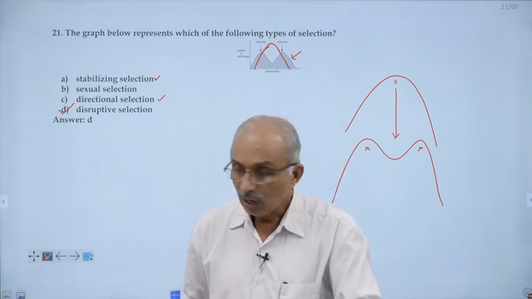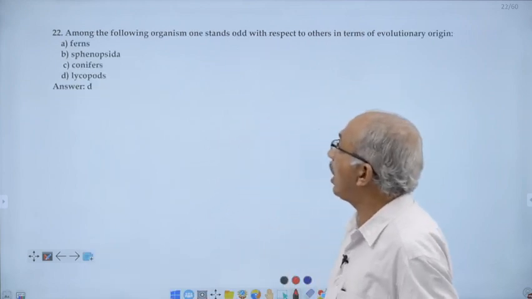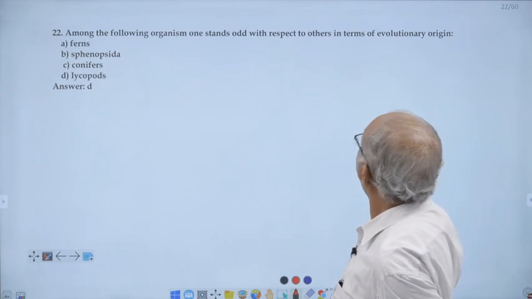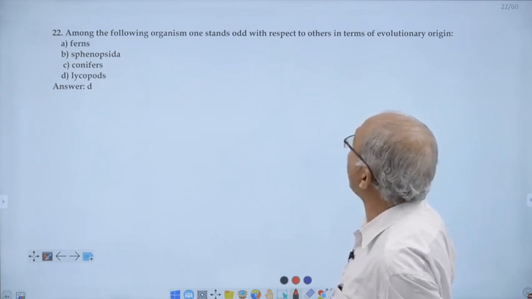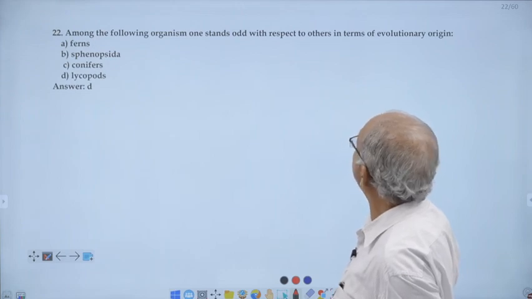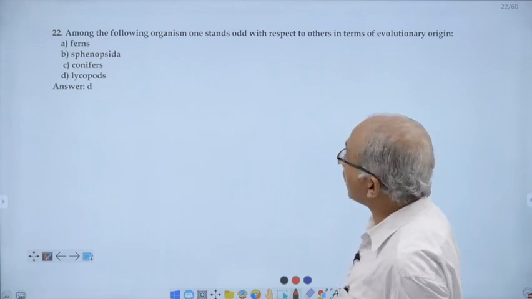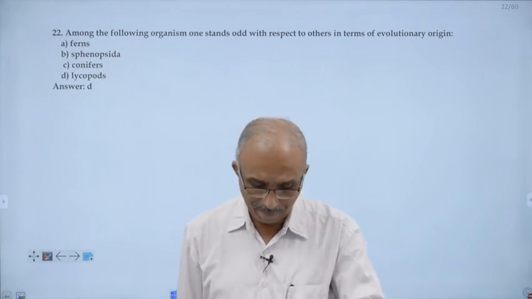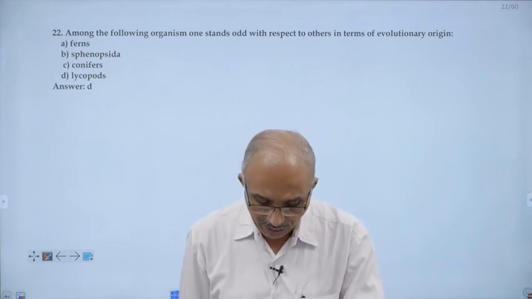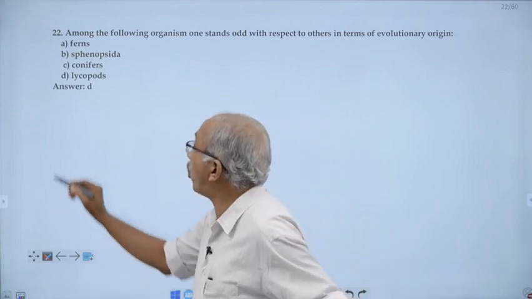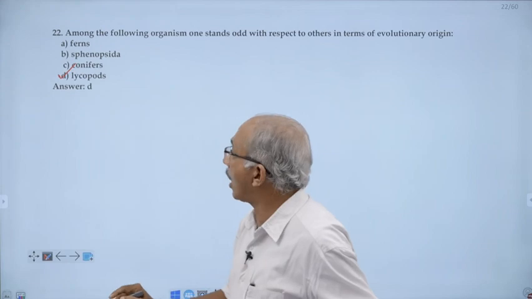Then, question number 22 asks us to select the odd one out among the organisms. One stands odd with respect to others in terms of evolution. In terms of evolution, they are lycopods.